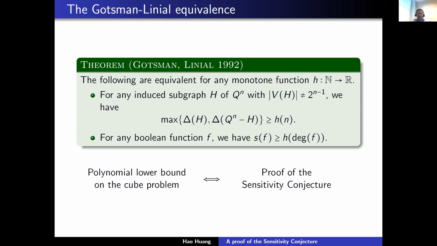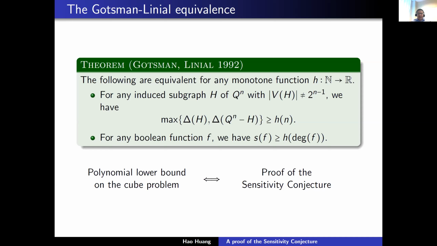So in other words, if we can prove some lower bound like n to the c, even something like n to the 1/100, then that immediately implies that the sensitivity of any Boolean function is greater than or equal to the degree of this Boolean function to the power of 1/100. Since we already know that the sensitivity is at most the block sensitivity, and the block sensitivity and the degree are polynomially related, that immediately implies that the sensitivity, block sensitivity, the degree, and many other complexity measures are all polynomially related, and that finishes the proof of the sensitivity conjecture.